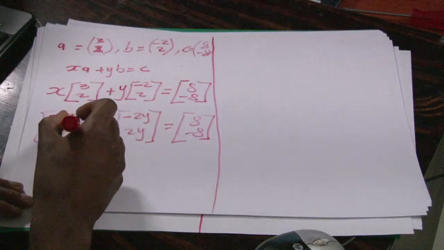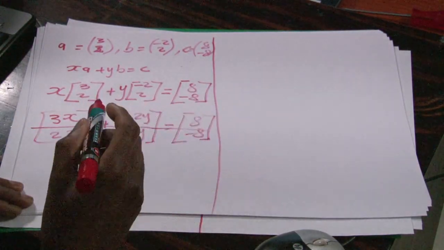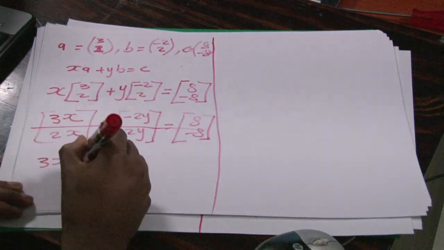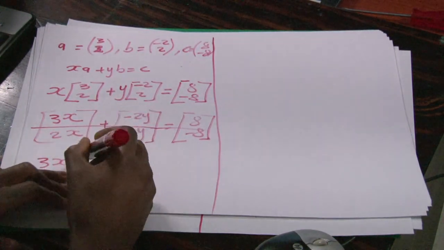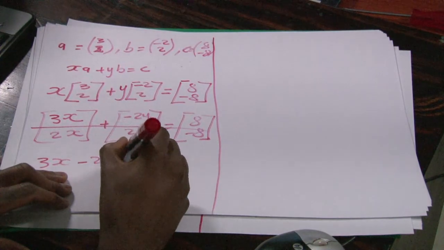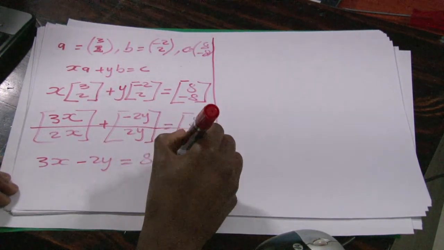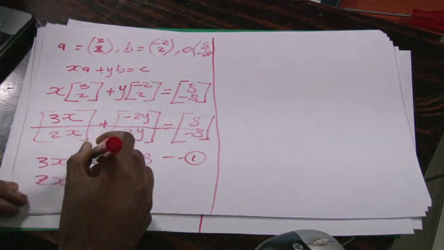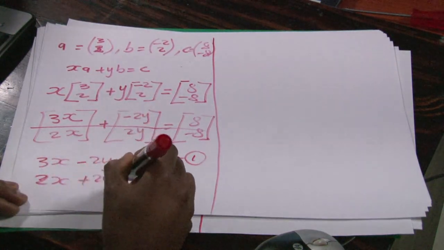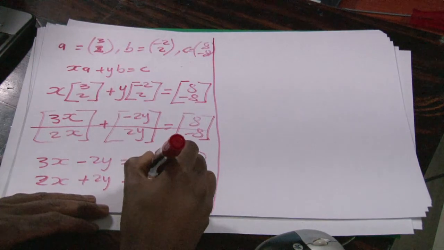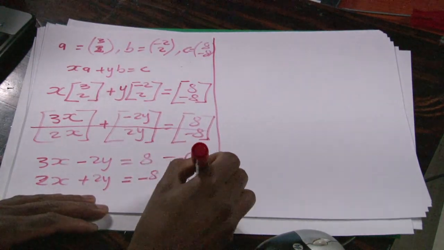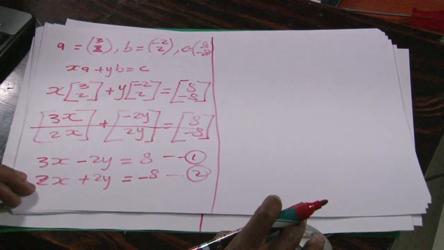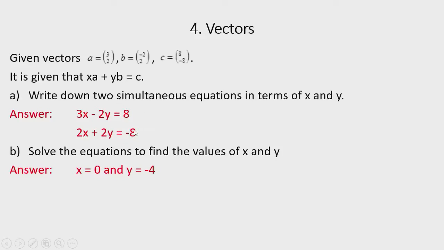You can even just cut like that if you want to. You have 3X minus 2Y is equal to 8. That's now equation 1. Then equation 2, 2X plus 2Y is equal to -8. That's equation 2. That's basically what we have there. Two simultaneous equations.